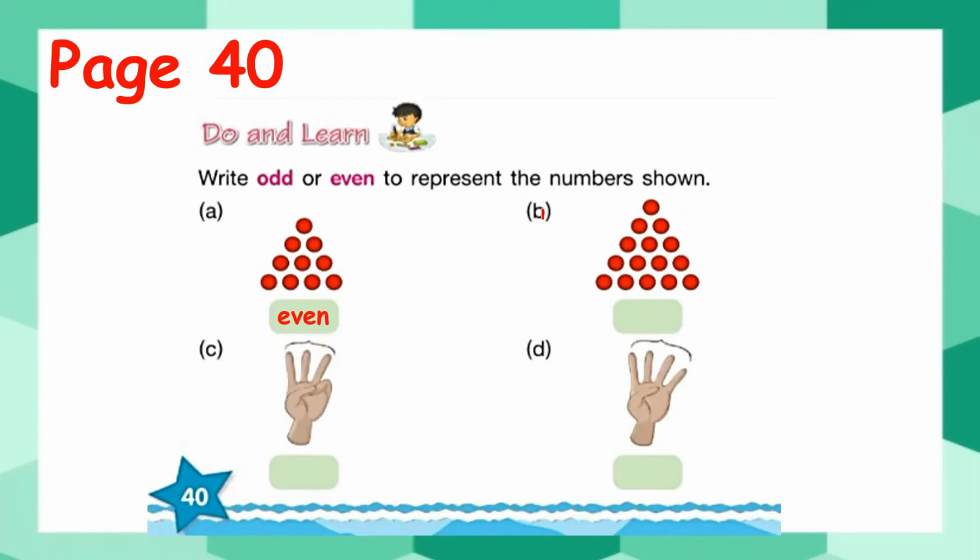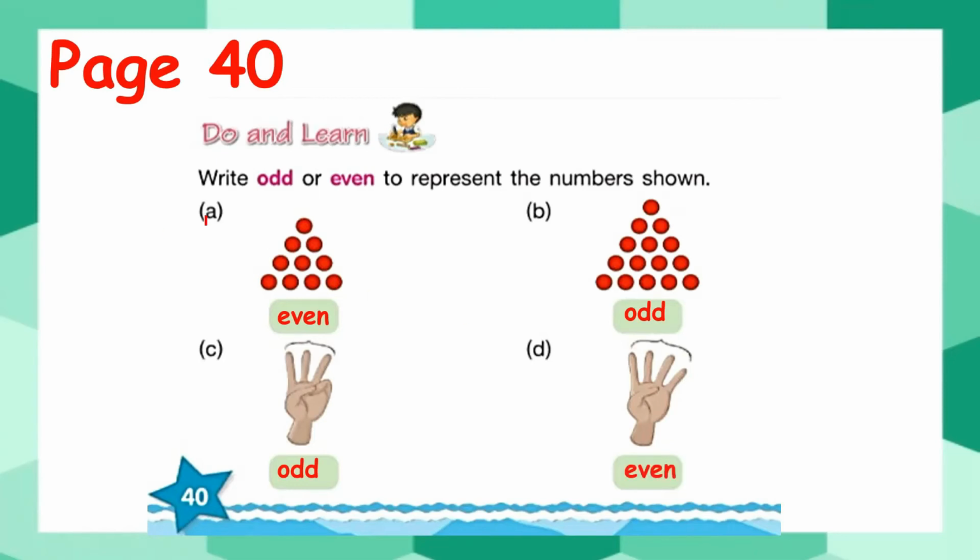Letter B. There are 15 circles here. So is that an odd number or even number? It is an odd number. We have 3 fingers here. That is an odd number. And letter D, there are 4 fingers here. 4 is an even number.